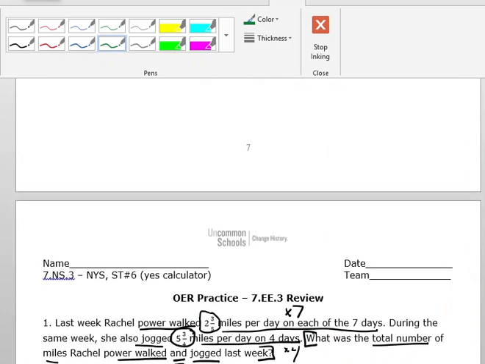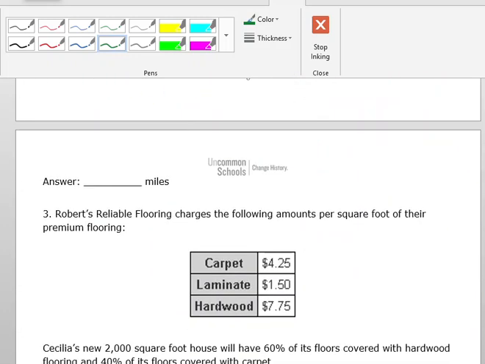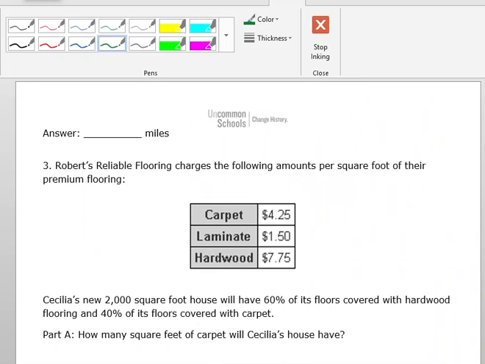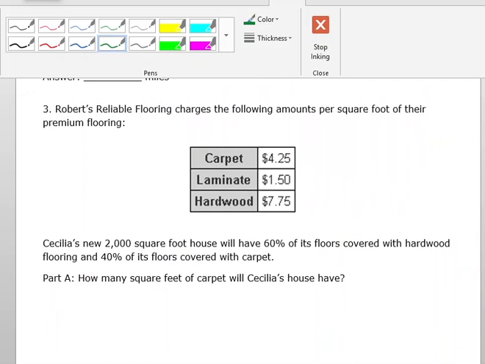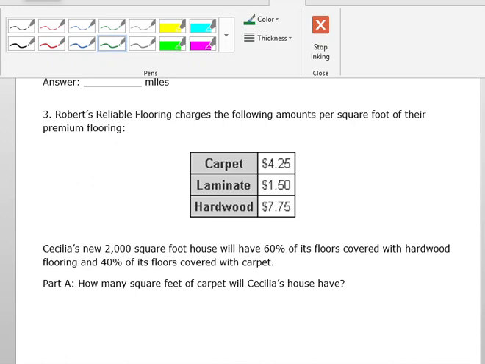You'll see here the numbers are out of order. So yes, number 3 is next. Roberts Reliable Flooring charges the following amounts per square foot of their premium flooring. Cecilia's new 2,000 square foot house will have 60% of its floors covered with hardwood flooring and 40% of its floors covered with carpet. Part A, how many square feet of carpet will Cecilia's house have?